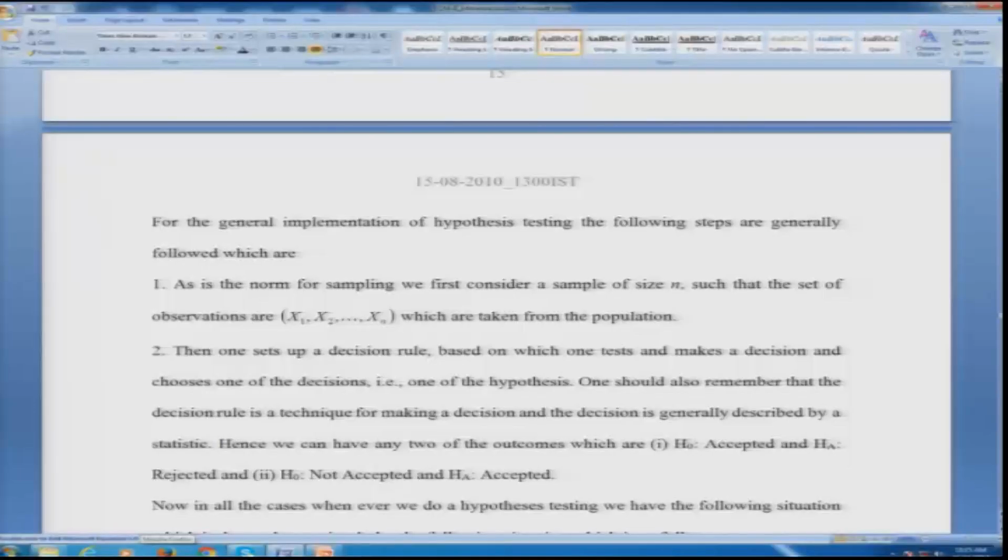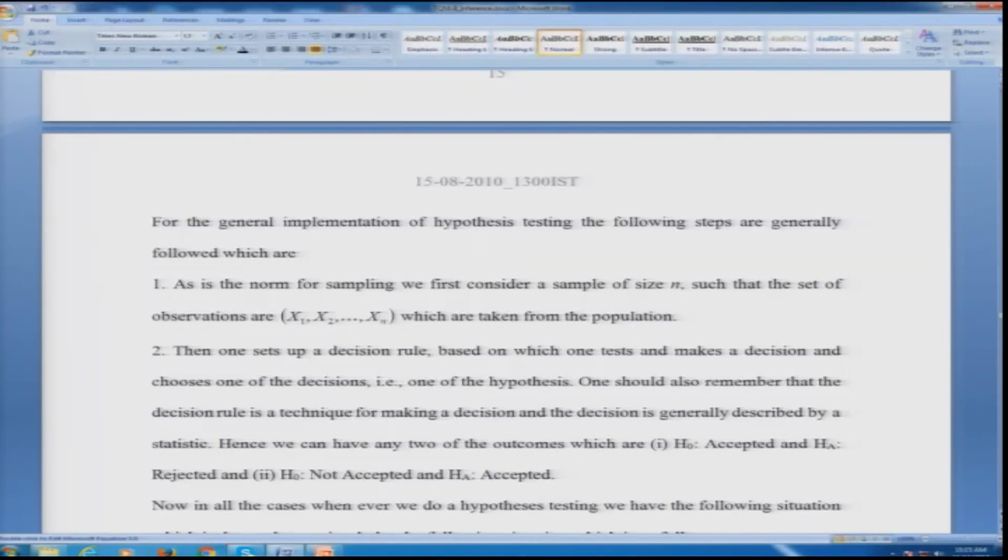Now, generally how do you do that? For the general implementation of hypothesis testing, we follow the following steps. As the norm in sampling, we first consider a sample of size n and pick up sample observations capital X1 to capital X suffix n.